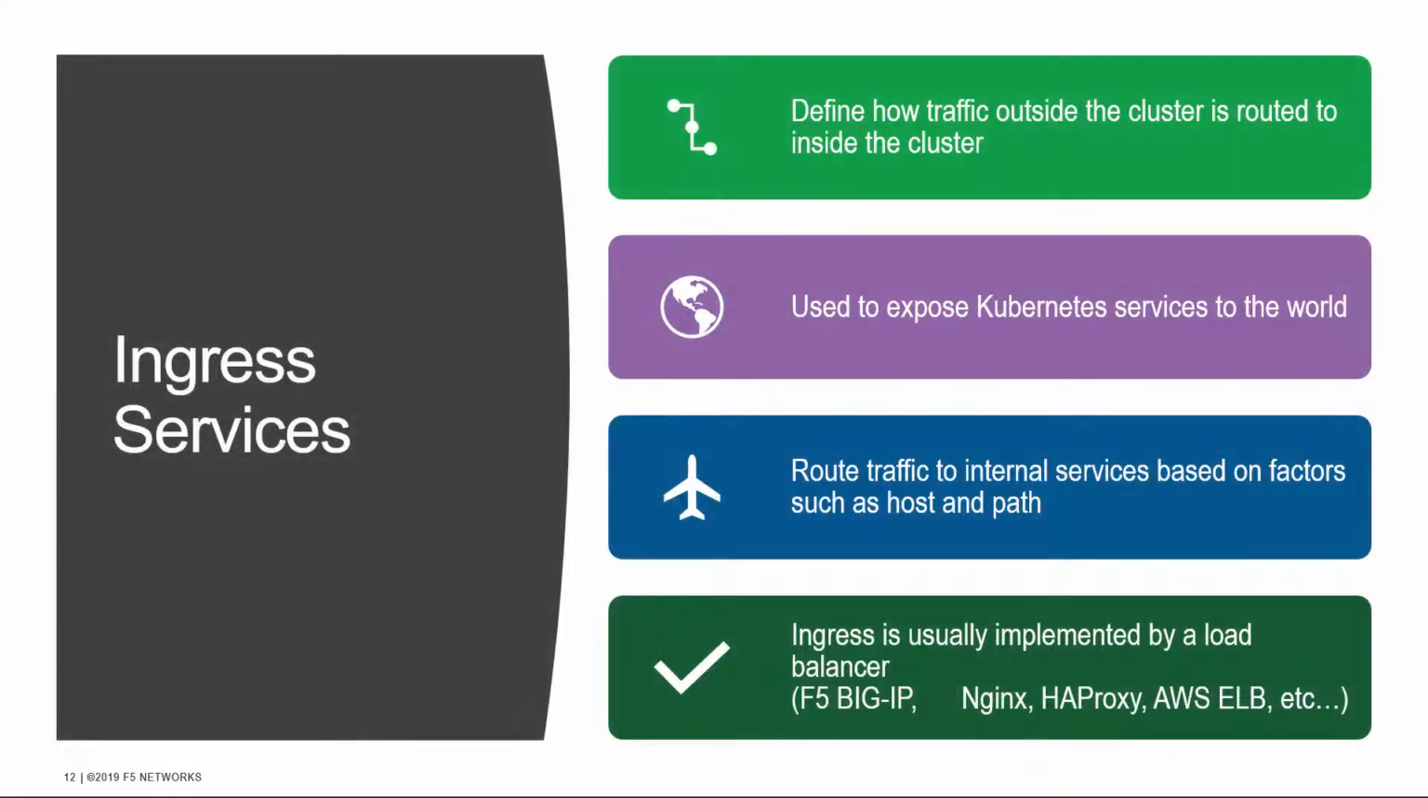So let's talk about Ingress services. Ingress services in Kubernetes define how north-south traffic is routed. It provides a reliable connection between Kubernetes services and the outside world. Ingress is generally implemented by an external load balancer, and which one you should use really depends on what level of security and availability you require, and of course, on your budget.